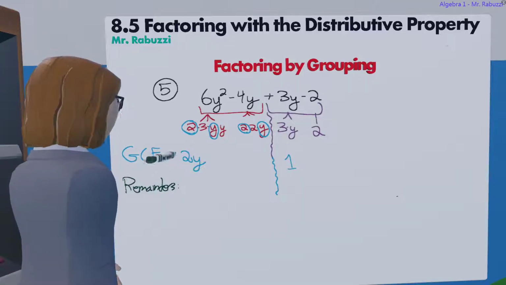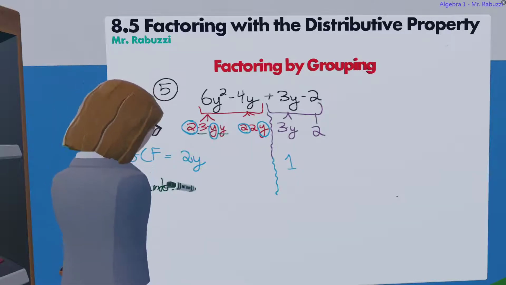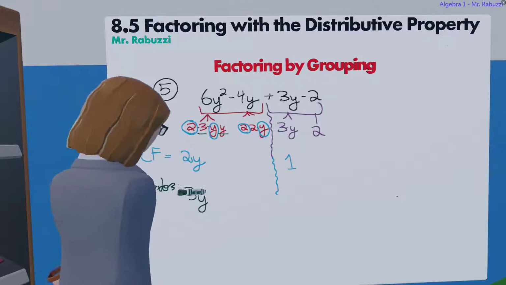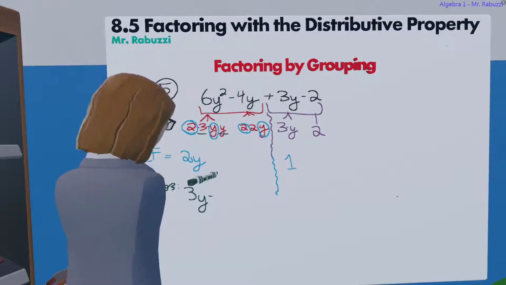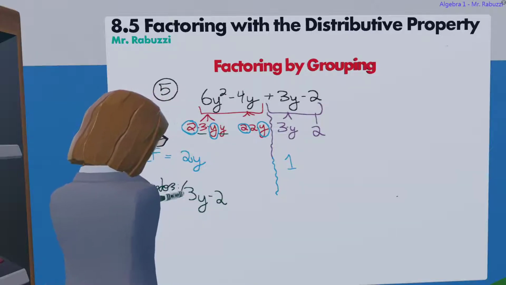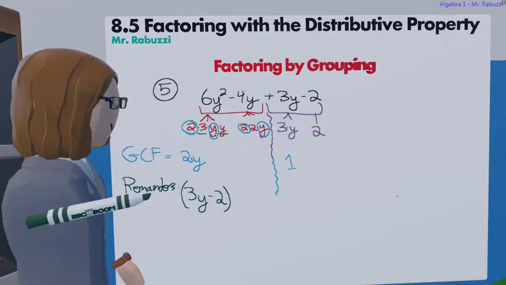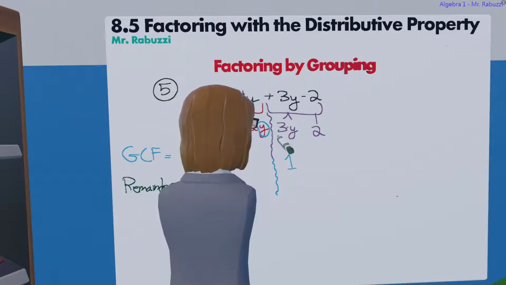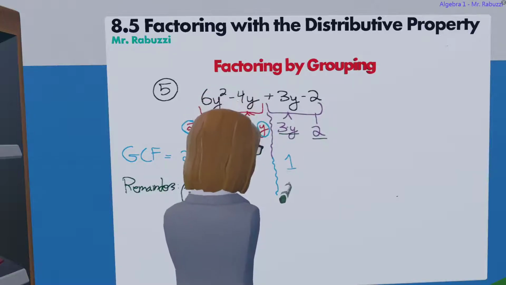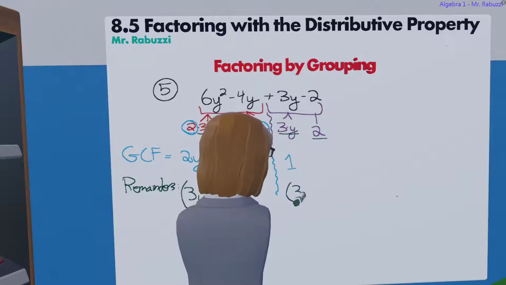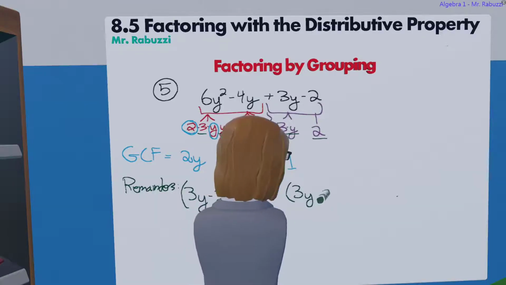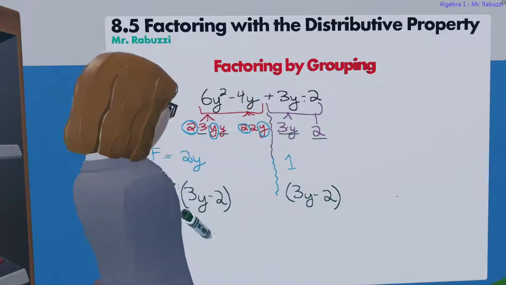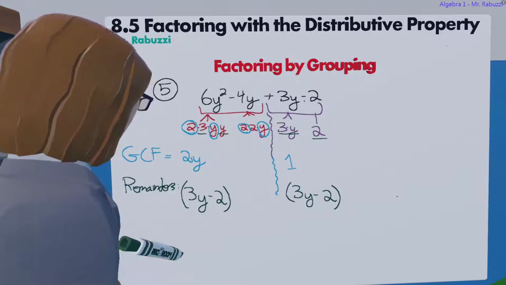Okay, remainders. Here I have 3 and y minus 2. Okay, that's one remainder. Now remember, the remainders should be the same, so let's check. I've got 3y and 2 that I didn't use for GCF. So 3y, 2, and it's a minus. Oh, good. The remainders are the same.